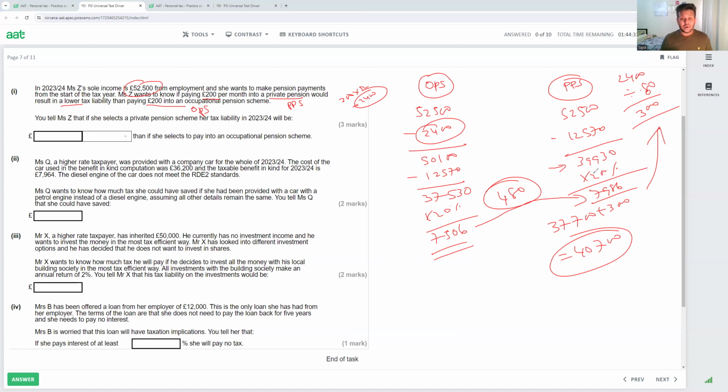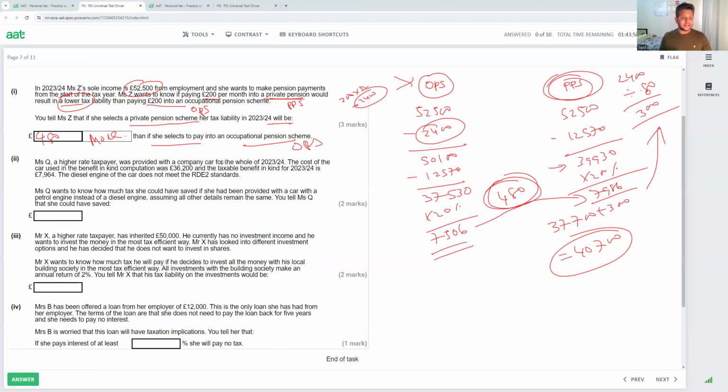But of course, if you are not a higher rate taxpayer, OPS will give you lower tax liabilities, 7,506, and the PPS 7,986. So PPS will not make the tax lower, it will be more. How much more? 480. So if she selected PPS, her tax liability will be 480 more than if she selected the OPS. So PPS will be 480 pounds more than OPS.